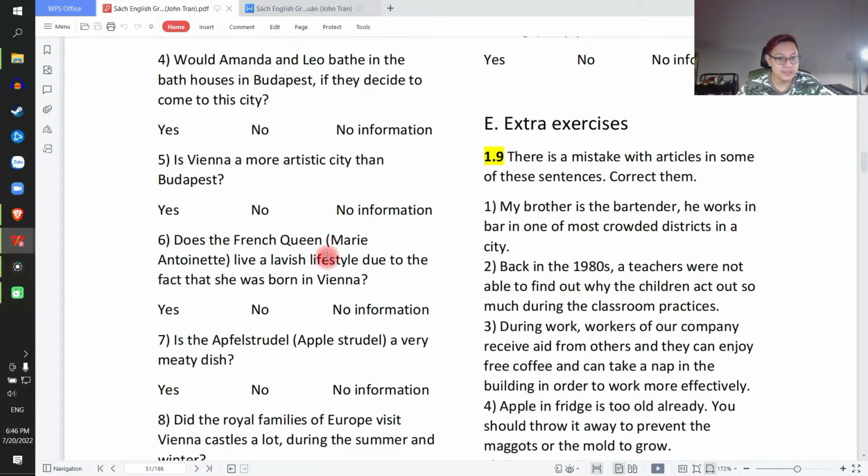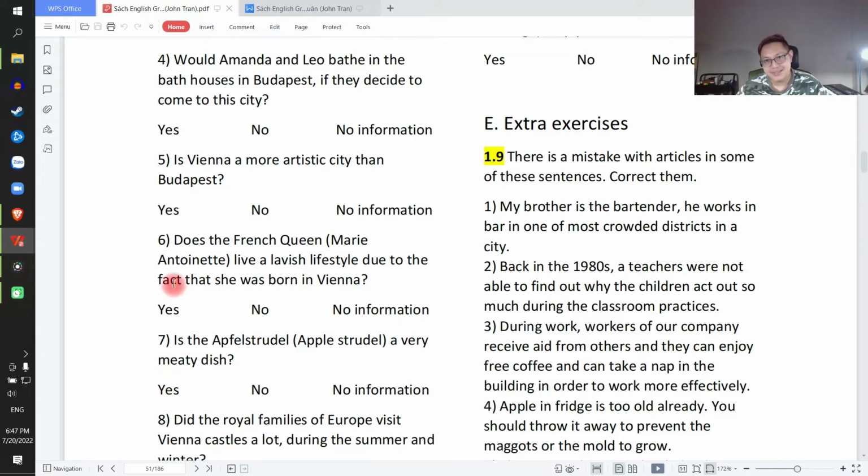Number 6. Does the French Queen Marie Antoinette live a lavish lifestyle due to the fact that she was born in Vienna? Liệu cái người nữ hoàng Pháp tên là Marie Antoinette sống một cái lối sống mà rất là xa hoa trụy lạc do cái sự thật hiển nhiên rằng bà này đã được sinh ra ở Vienna? So there was no information about this. Đã không có thông tin nào về chuyện này, so it's no information.